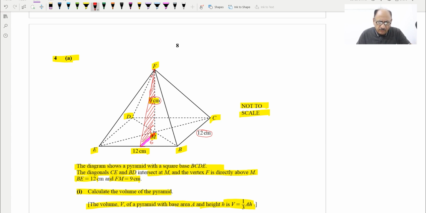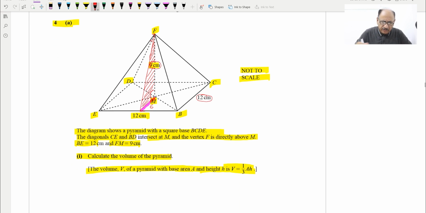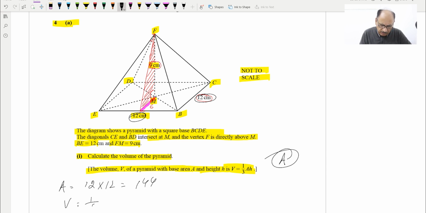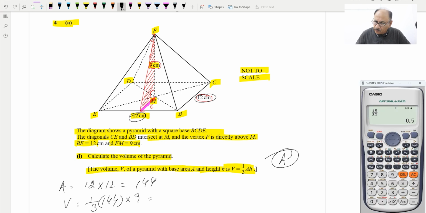So the height is already given. For this part we don't require anything else. Slanting height we can calculate later for the next part. For this part we require the area of the base, which will be equal to 12 into 12, one side into the other, which is 144. The volume is equal to 1 by 3 into the area, which is 144, multiplied by 9, which is the perpendicular height, and we can calculate this.